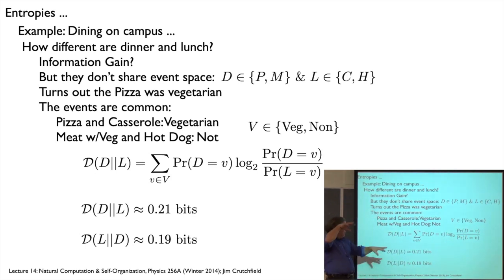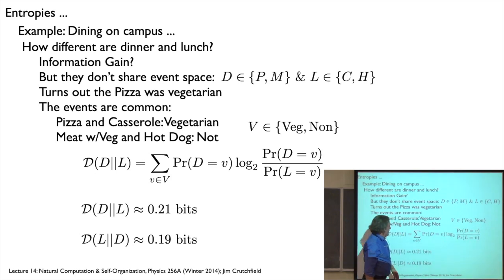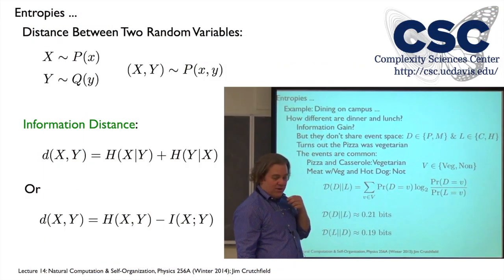So now I can compare the two distributions. The marginal distributions over just dinner and just lunch go together in that relative entropy formula, where I'm using the vegetarian, non-vegetarian events to compare the probabilities. And you can calculate that the relative entropy of dinner given lunch is about 2 bits, and lunch given dinner slightly smaller. Okay, that's just a numerical exercise here.